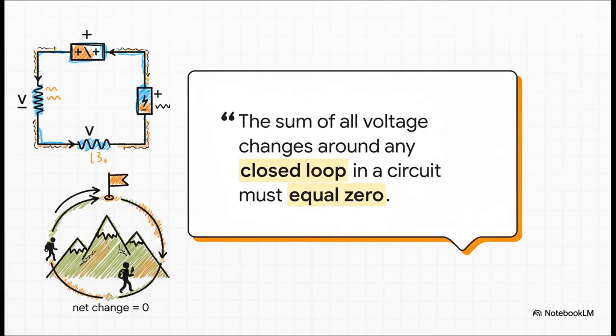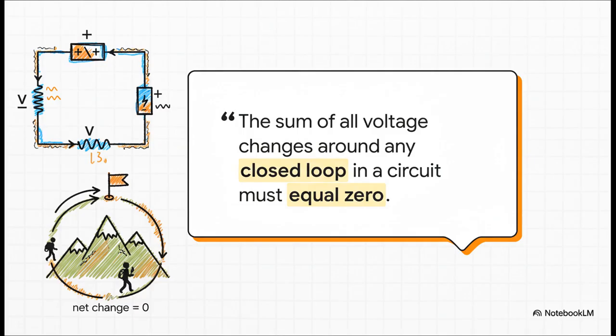The second law is all about voltage, and this one's about the conservation of energy. Kirchhoff's voltage law, or KVL, says that if you trace any closed path, any loop, in a circuit, the voltage you gain from things like batteries has to be perfectly balanced by the voltage you lose across components like resistors. By the time you get back to where you started, it all has to add up to zero.